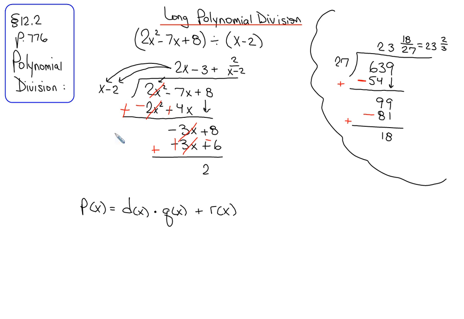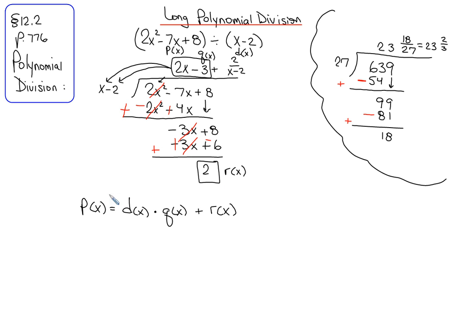So what are all these things up here? Well, this is your p of x. That's your original polynomial. This is your d of x. That's your divisor. What you're dividing by. Okay? Your quotient is this part. And your remainder is this part. Not written as a fraction. It's just the remainder, however, comes out on the division.